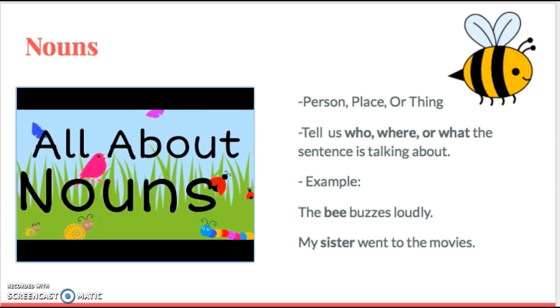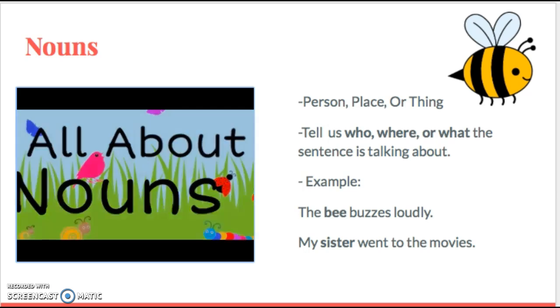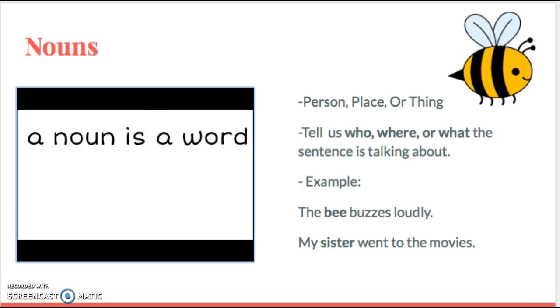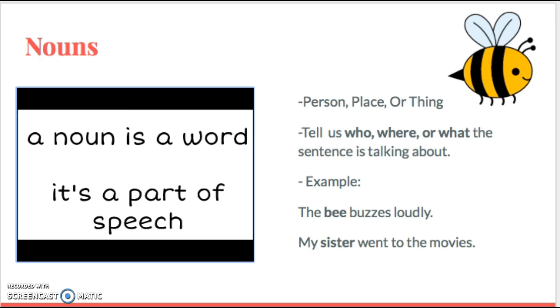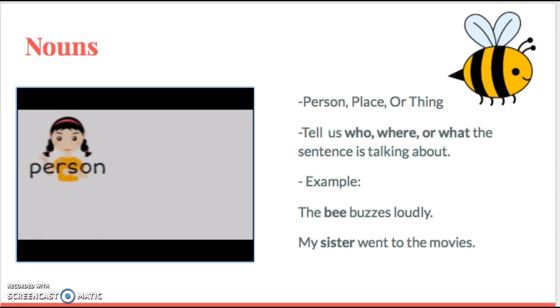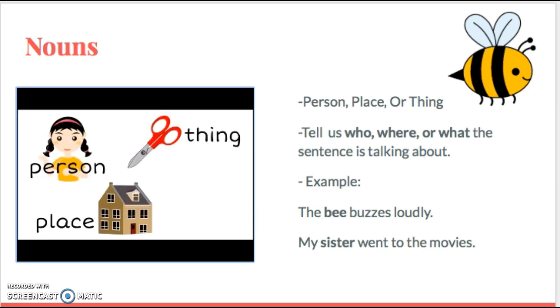Hi everyone! Today we're going to talk about nouns. A noun is a special kind of word called a part of speech. Nouns are words that name a person, place, thing, or idea. Here are some examples of nouns.